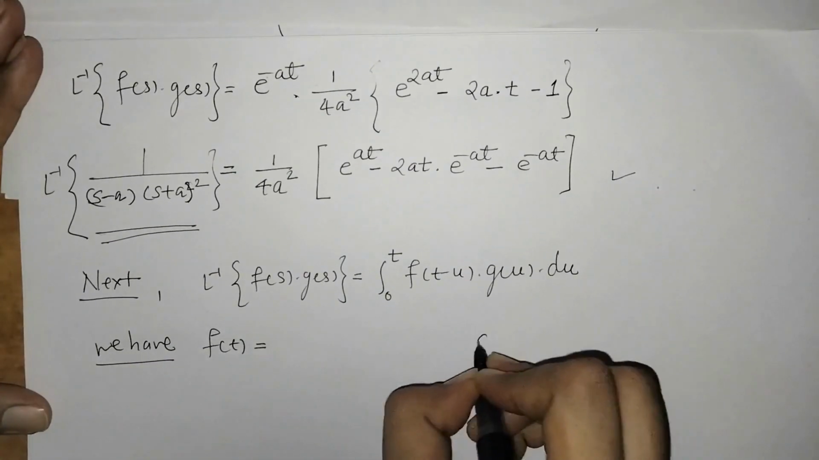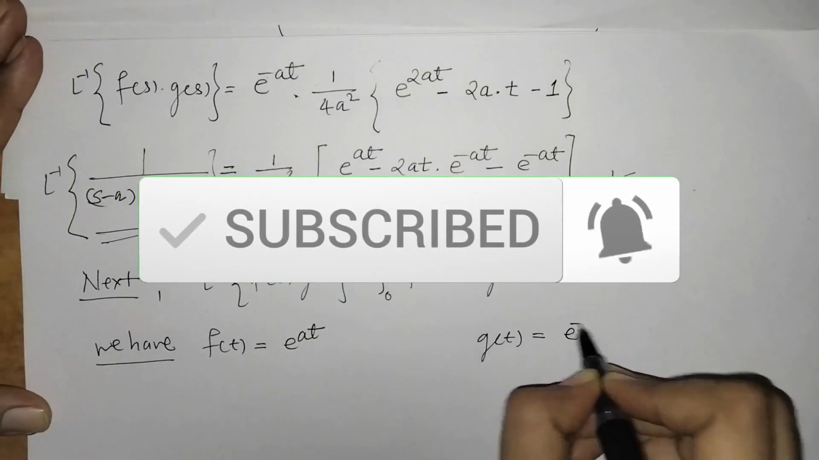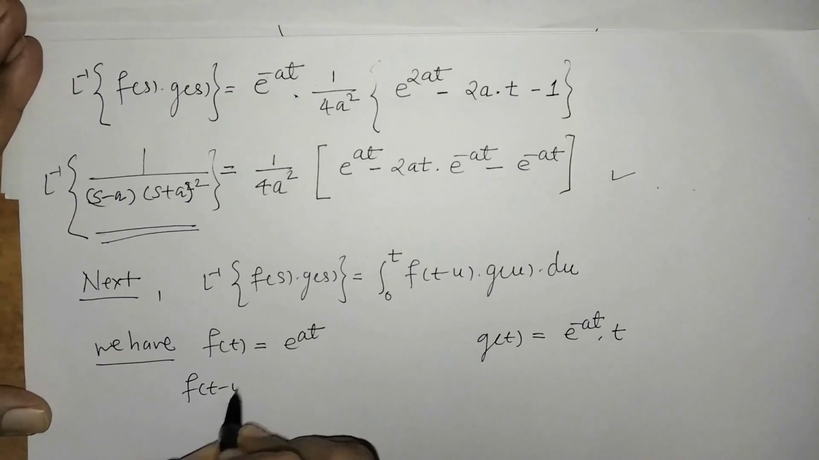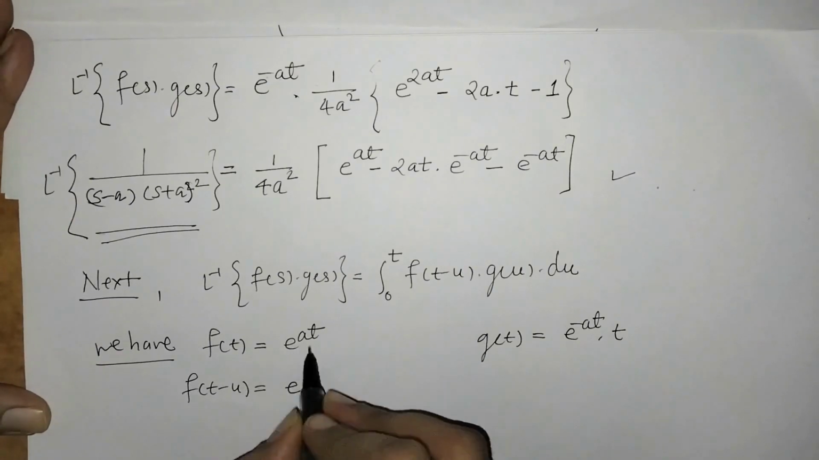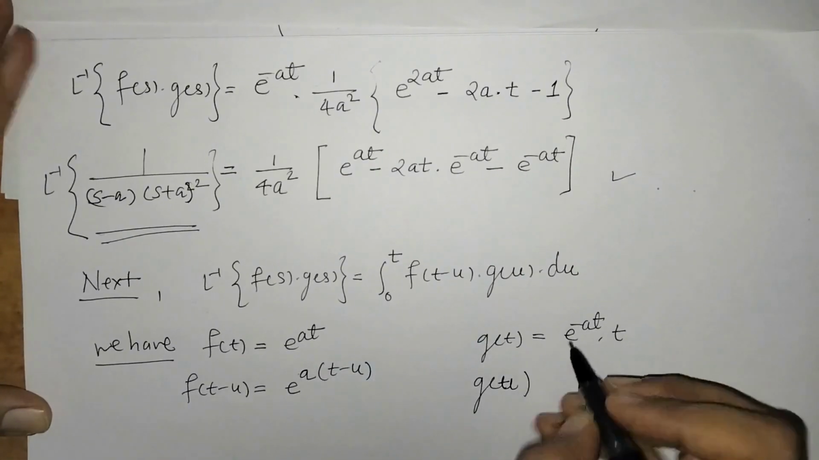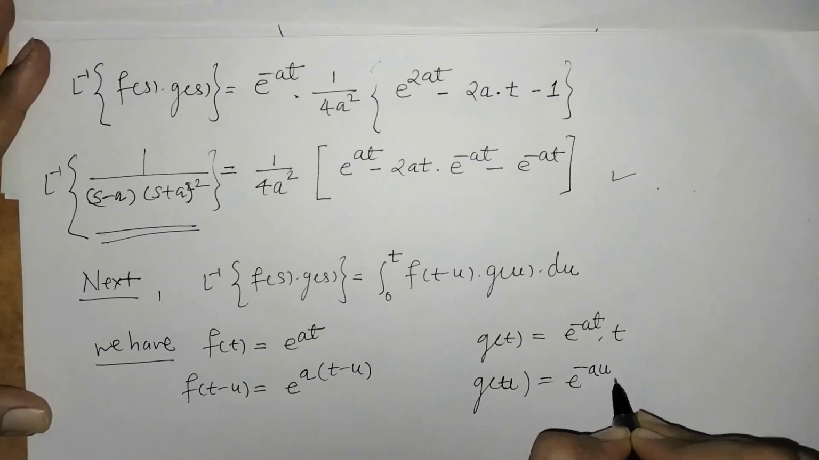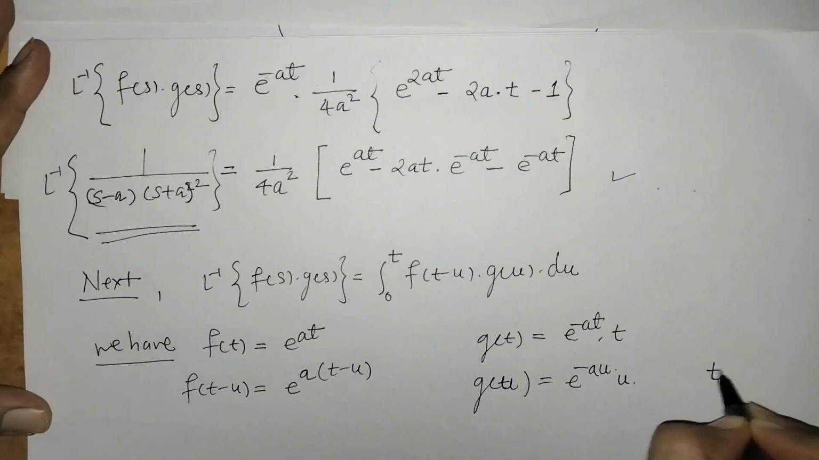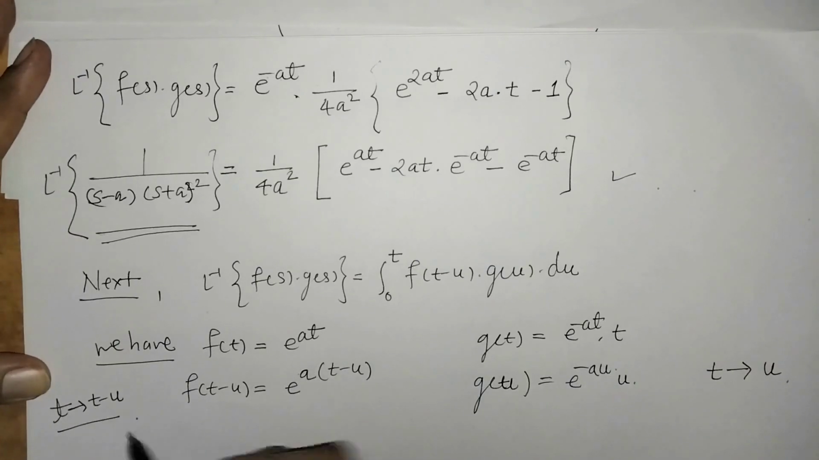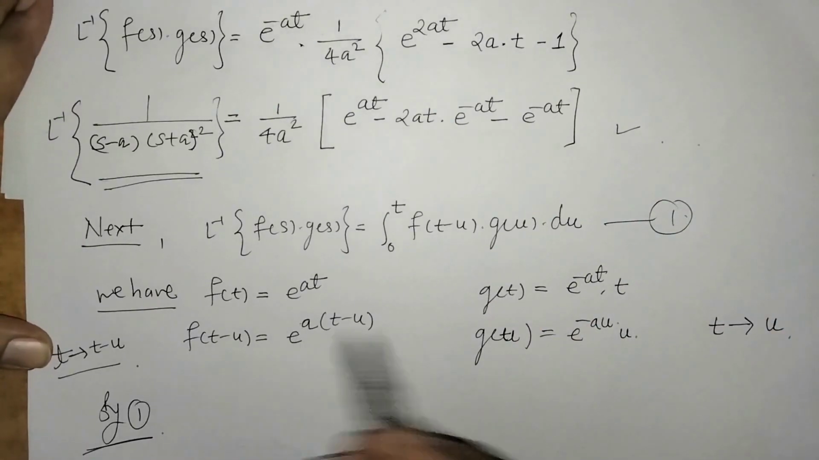Yes, we have found f of t and g of t. So f of t is e raised to at and g of t is e raised to minus at into t. Now we have to apply this integral. So we want f of t minus u, so we have to replace t by t minus u. And the same here, we want g of u, so we have to replace t by u. So here we have e raised to minus au into u. Here we have replaced t by u, and here we have replaced t by t minus u. Okay, now by this integral we have to find the inverse Laplace.